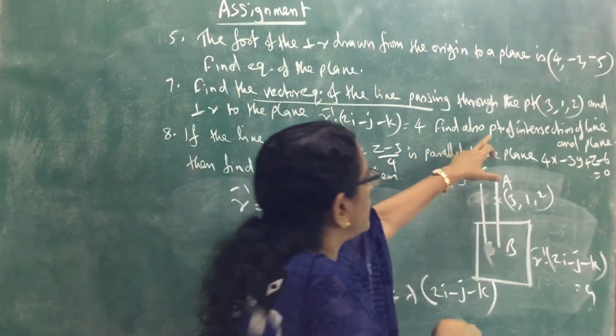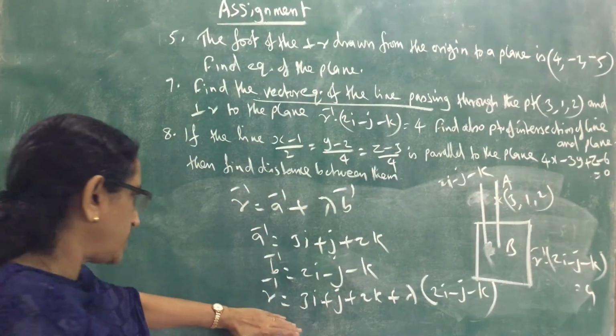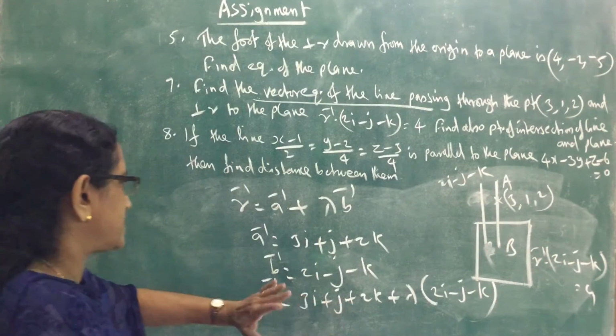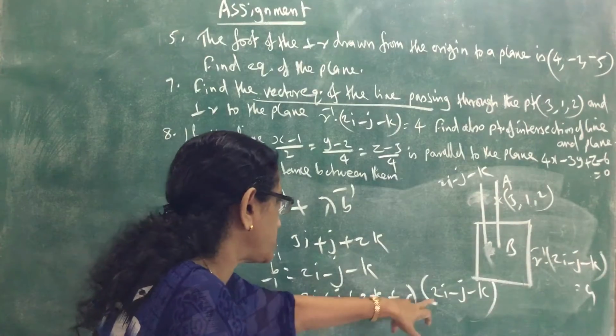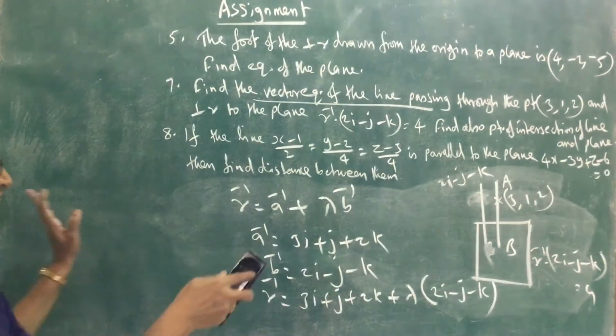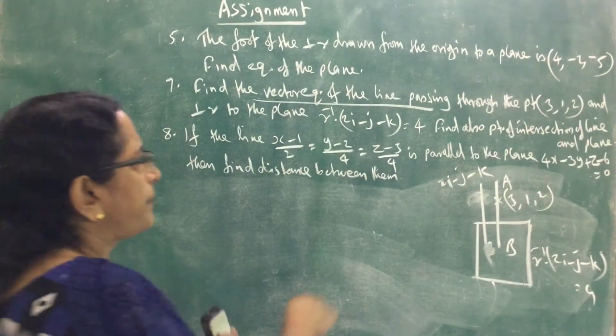Now we also want to find the point of intersection of line and plane. So this is r equal to 3i plus j plus 2k plus lambda into 2i minus j minus k. This is the one answer. Then the second answer, that is the point of intersection.